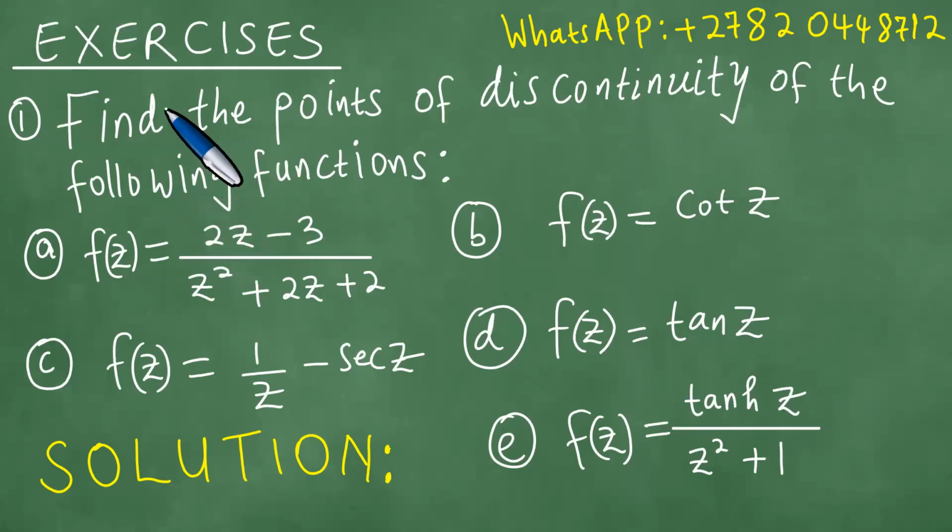Right, we are focusing on these exercises and we want to find the points of discontinuity of the following functions. A, f of z equals 2z minus 3 all over z squared plus 2z plus 2. B, f of z is the cotangent of z. C, f of z is 1 over z minus the secant of z. D, f of z equals the tangent of z. E, f of z is the hyperbolic tangent of z divided by z squared plus 1.